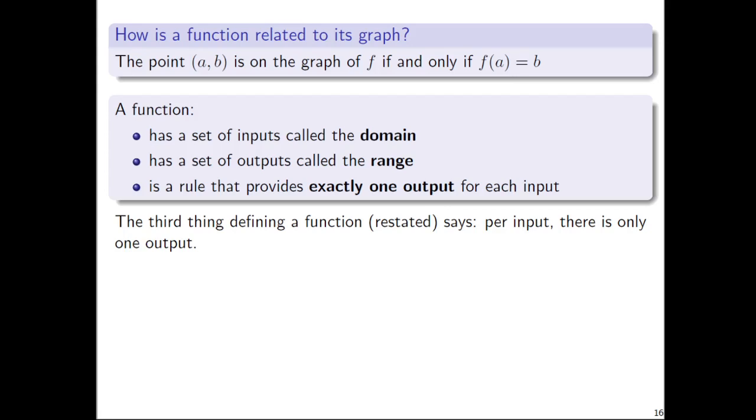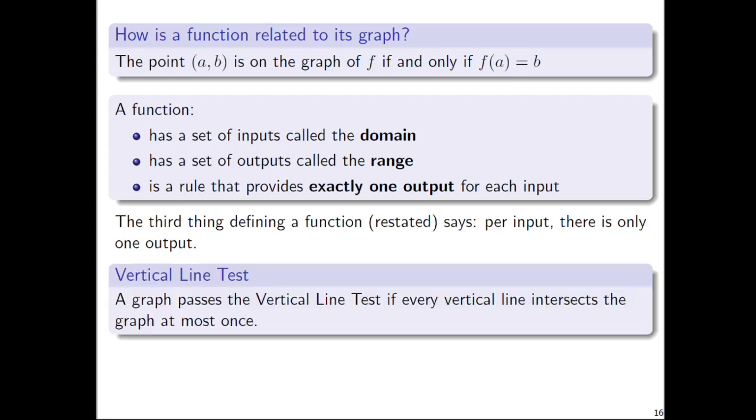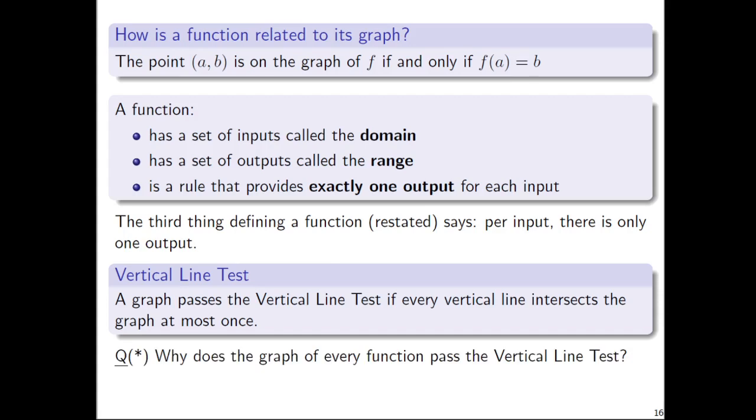Because it's so important, I want to say the same thing in different words. Restated, per input, there's only one output. I want to remind you about the vertical line test. A graph passes the vertical line test if every vertical line intersects the graph at most once. So this is an important thing: every function's graph passes the vertical line test.